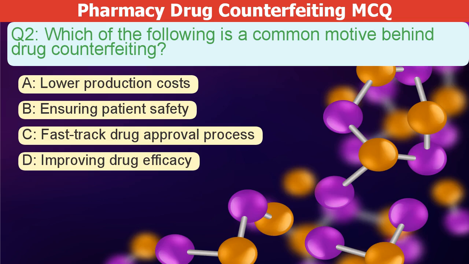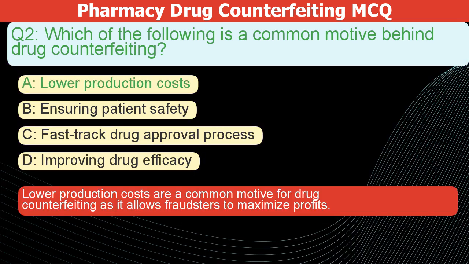Which of the following is a common motive behind drug counterfeiting? A. Lower production costs. B. Ensuring patient safety. C. Fast-track drug approval process. D. Improving drug efficacy. The correct answer is A. Lower production costs are a common motive for drug counterfeiting. It allows fraudsters to maximize profits.